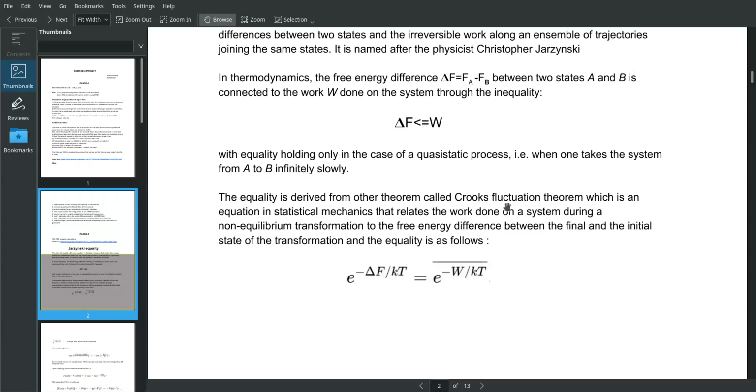This equality is derived from another theorem called Crooks fluctuation theorem, which is an equation in statistical mechanics that relates the work done on the system during a non-equilibrium transformation to the free energy difference between the initial and final state of the transformation. The equality is as follows.